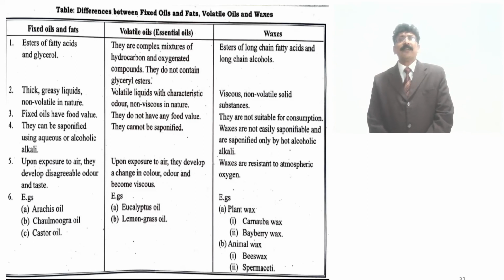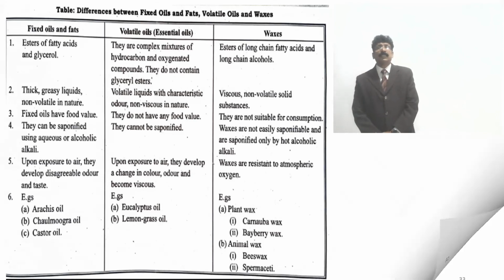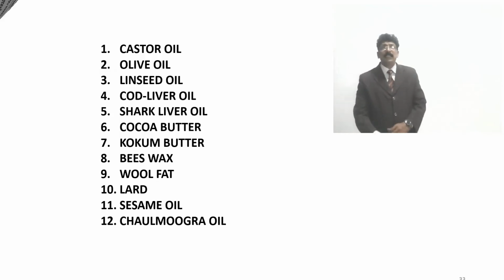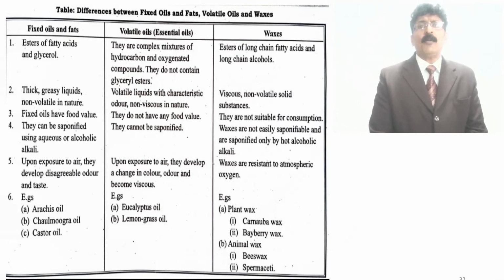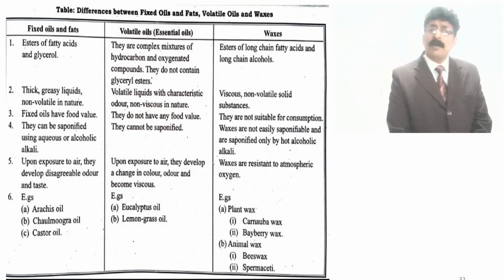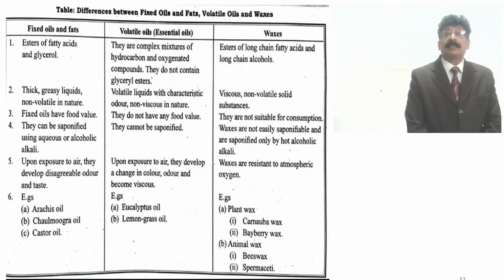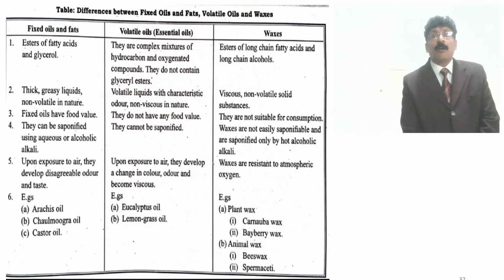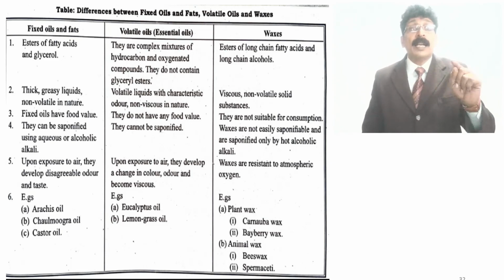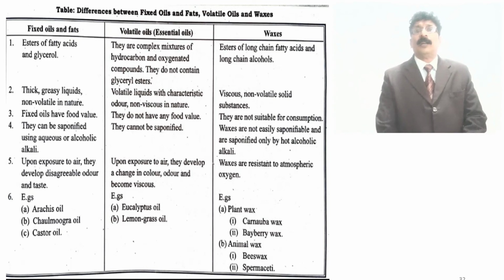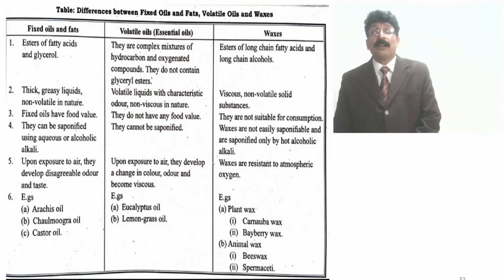Now let us see the difference between fixed oils and fats, volatile oils and waxes. It is interesting to know and important also. Number one, esters: fixed oils and fats are esters of fatty acids and glycerides. Volatile oils are complex mixtures of hydrocarbons and oxygenated compounds. They do not contain glyceryl esters. Waxes are esters of long chain fatty acids and long chain alcohols.